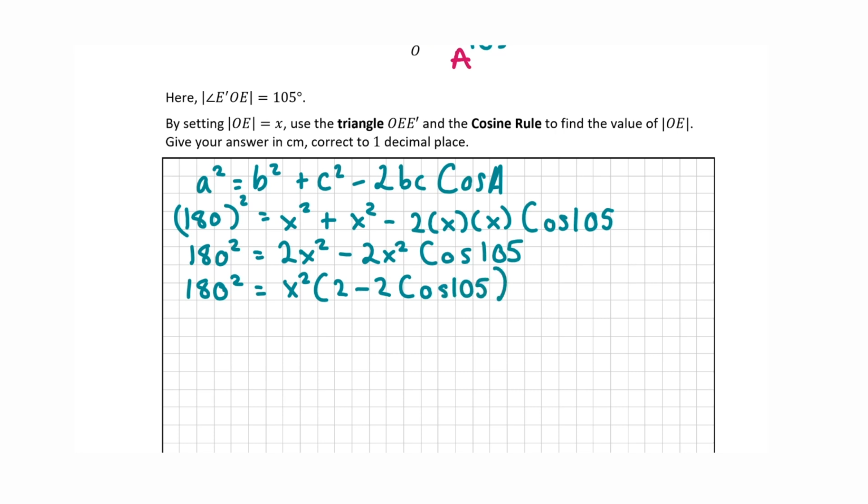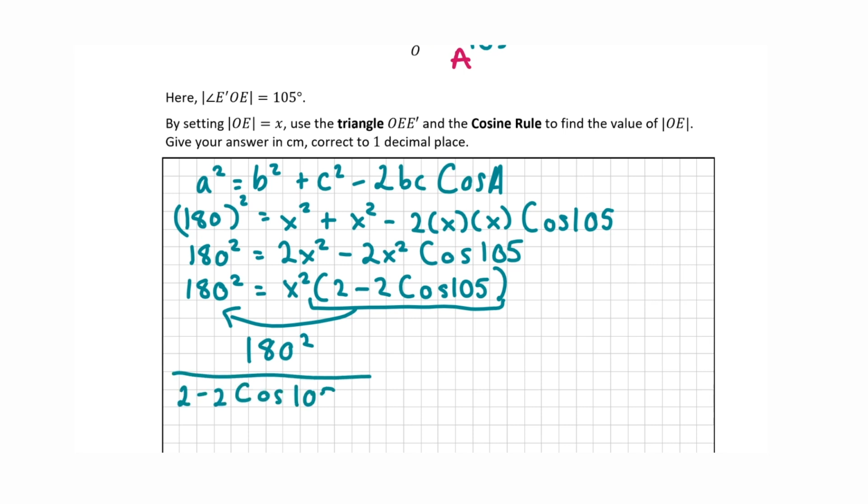So now I just want x squared on its own. So this part here is getting multiplied on the right hand side. When I take it across, it's going to get divided. So when I take that across, we'll be left with 180 squared all over 2 minus 2 cos 105 is equal to x squared.